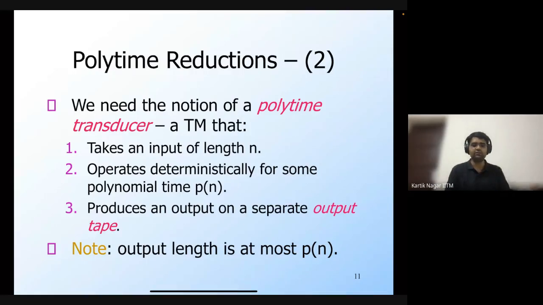It will take an input of length n, operate deterministically for some polynomial amount of time, and then produce an output on an output tape. Remember that we want to reduce every problem in NP to a problem in L, if we want to show that L is NP complete. So this transducer is going to take an instance of a problem in NP and convert it to an instance of a problem in L, in at most P(n) amount of time, where P(n) is a polynomial and n is the length of the input.